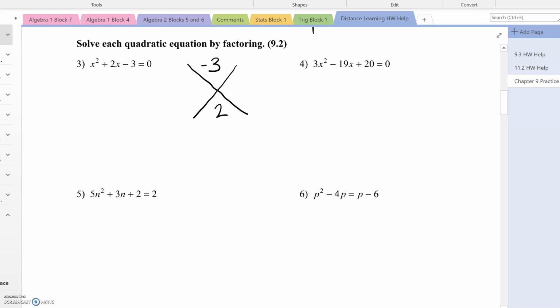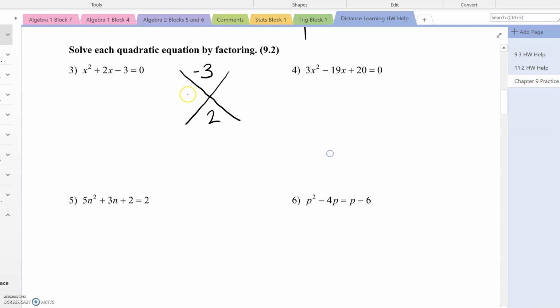So go ahead and think for yourself. I'm thinking a 3 and a negative 1. That's going to give us a negative 3 when we multiply them and a positive 2 when we add them. Because we have an a value of 1, that means the number in front of this x squared is a 1, so that's why it's not even written. Because we have an a value of 1, we can go straight to our parentheses. So we have x plus 3 times x minus 1 is still equal to 0.